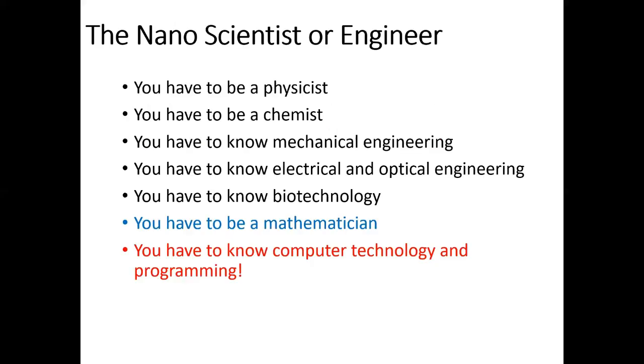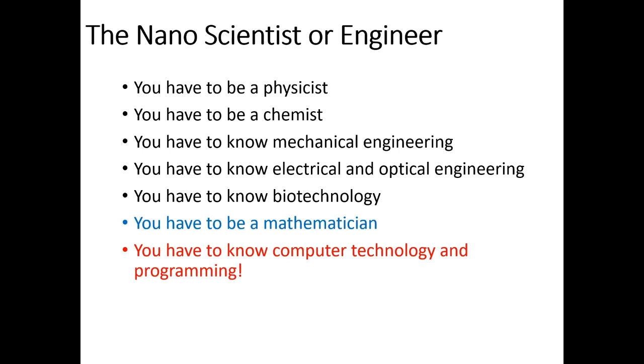Let me see if that's where I start. Oh, we're going to get into that. Let me just go through this. If you're a nanoscientist, you do have to be a physicist. You do have to be a chemist. You have to know mechanical engineering, electrical, optical engineering. You have to know biotechnology. You have to be a mathematician, really, to some degree.